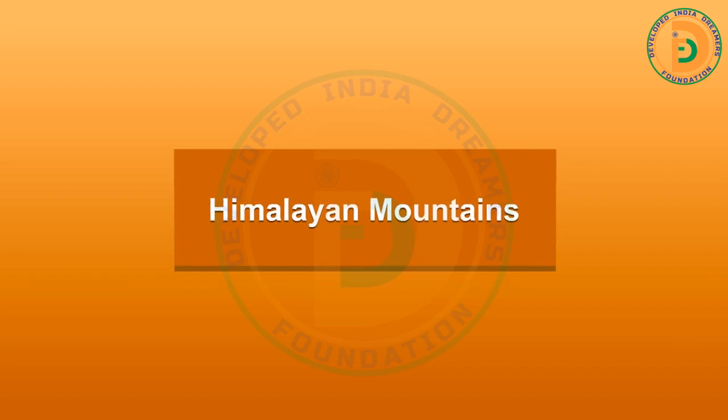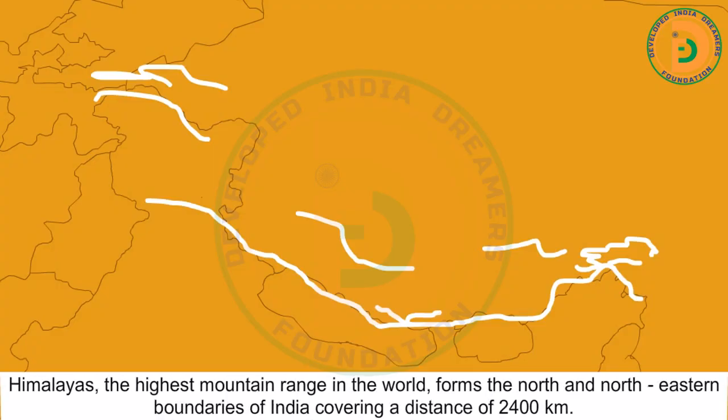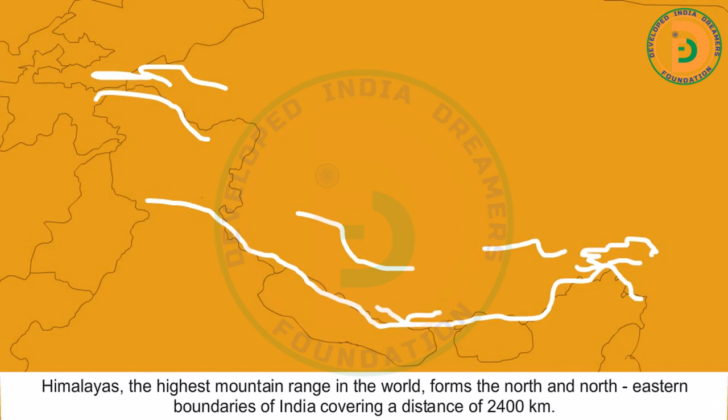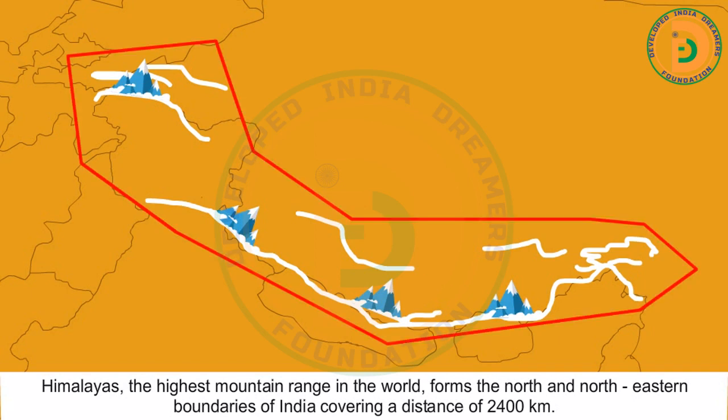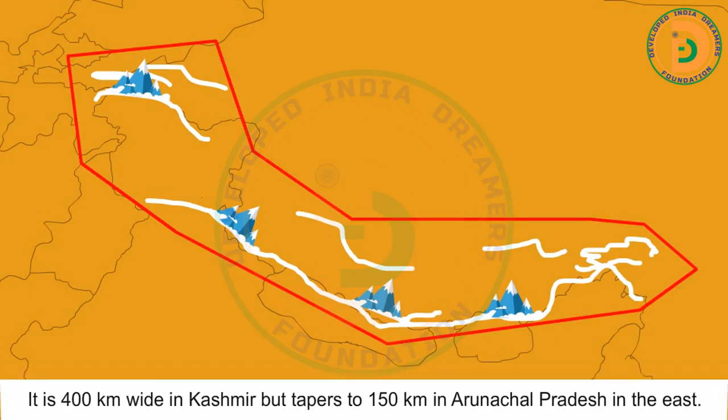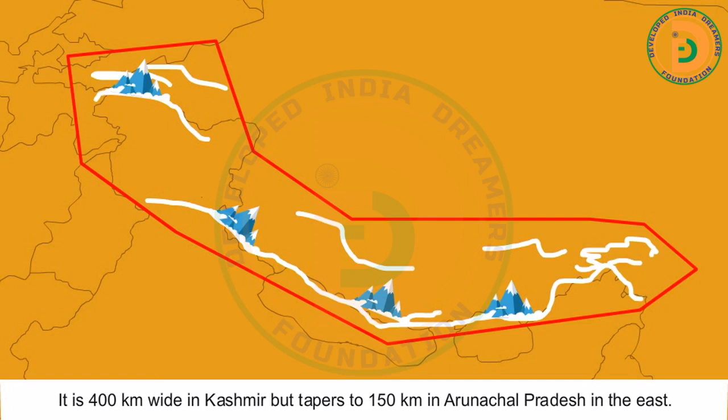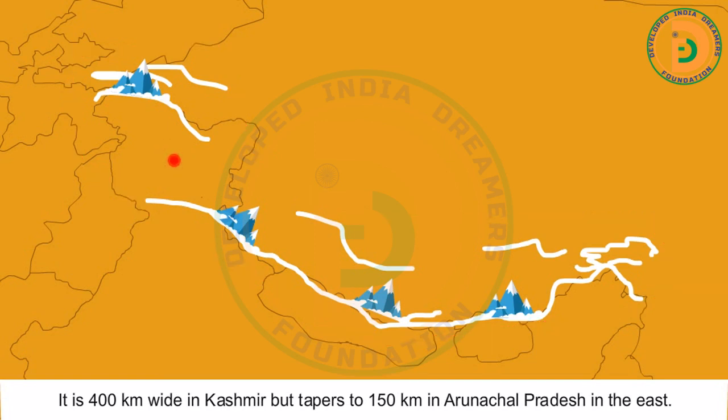Himalayan mountains. The Himalayas, the highest mountain range in the world, form the north and northeastern boundaries of India, covering a distance of 2,400 kilometers. It is 400 kilometers wide in Kashmir, but tapers to 150 kilometers in Arunachal Pradesh in the east.